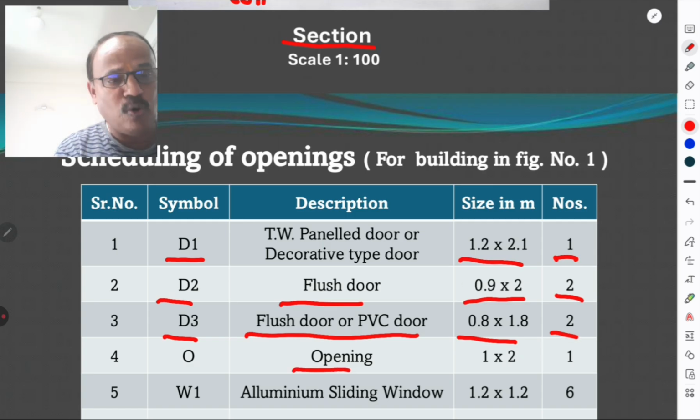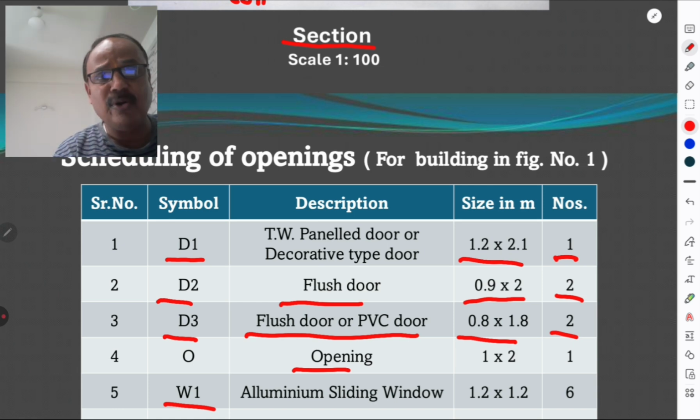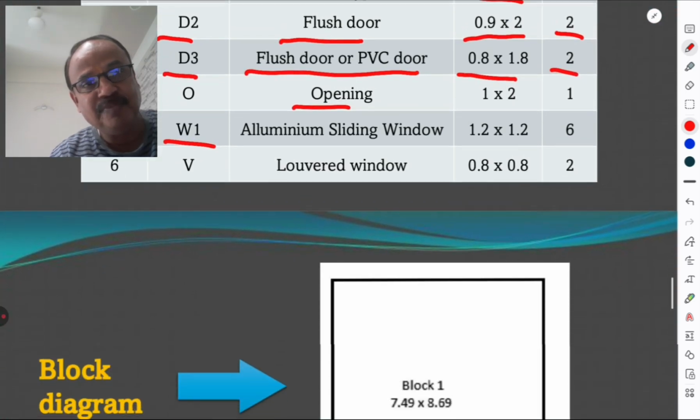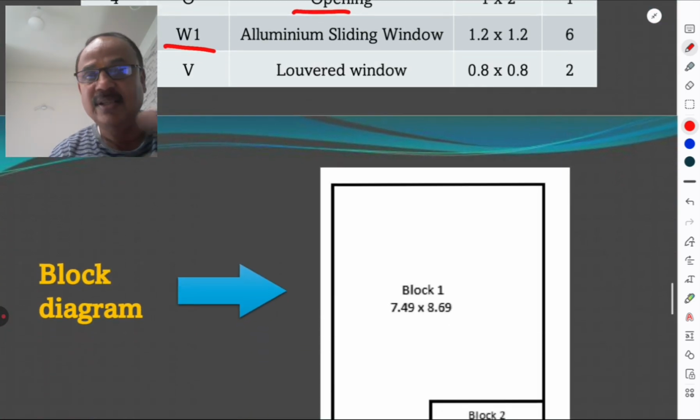What is OO? It is opening. What is W1? There may be a W2. There may be a level window LW like that. Aluminum sliding window is W1 and size is 1.2 meter by 1.2 meter. And such 6 windows are available in that residential building plan.